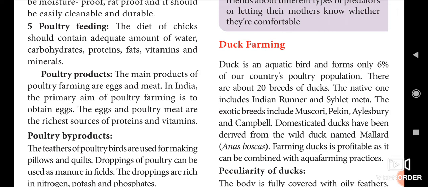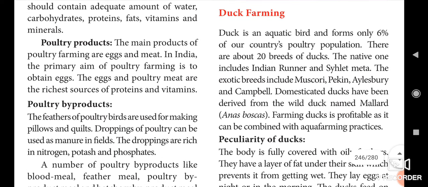The native ones include Indian Runner and Sylhet Mete. Underline that. The exotic breeds include Muscovy, Pekin, Aylesbury and Khaki Campbell. What is meant by exotic breed? They come from other countries. Domesticated ducks have been derived from the wild duck named mallard, that is Anas boschas. Farming ducks is profitable as it can be combined with aqua farming practices.